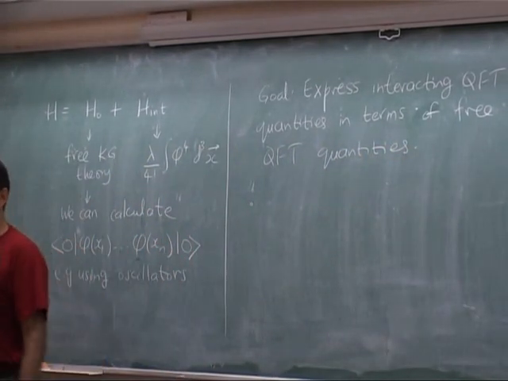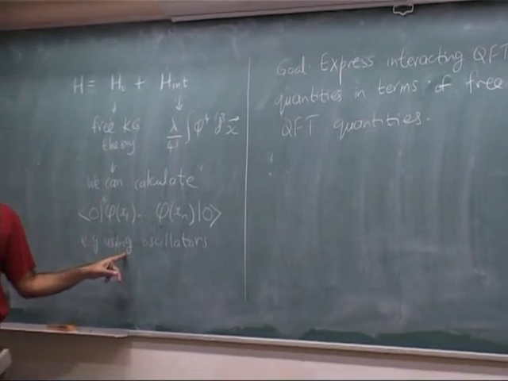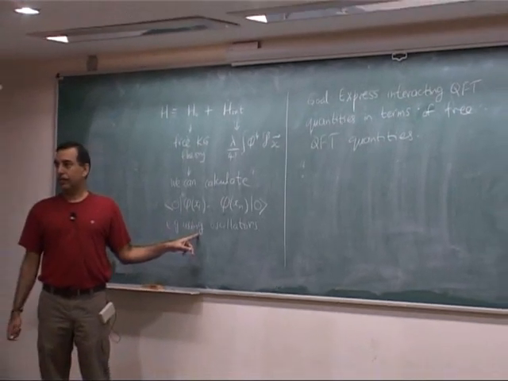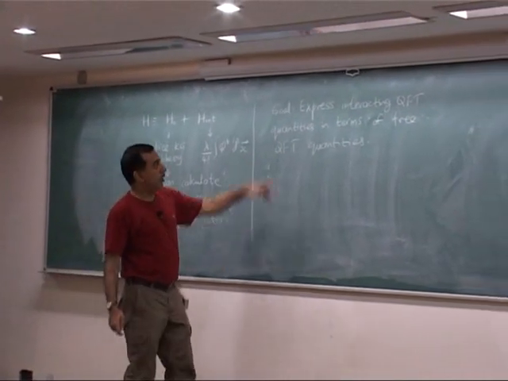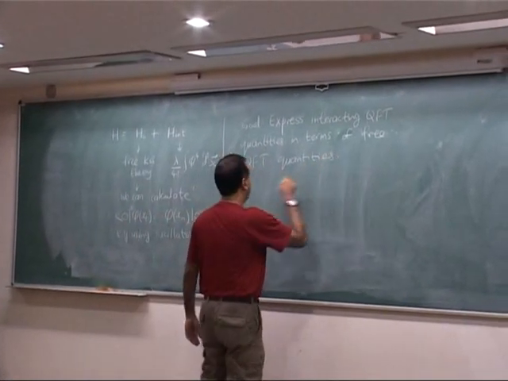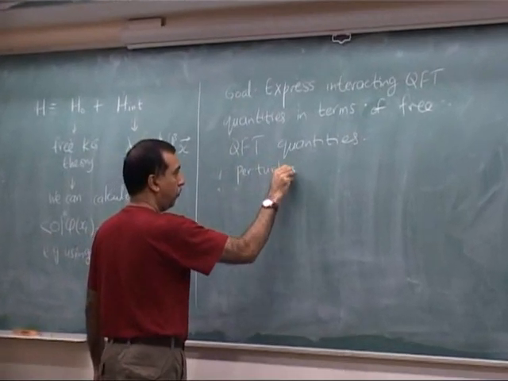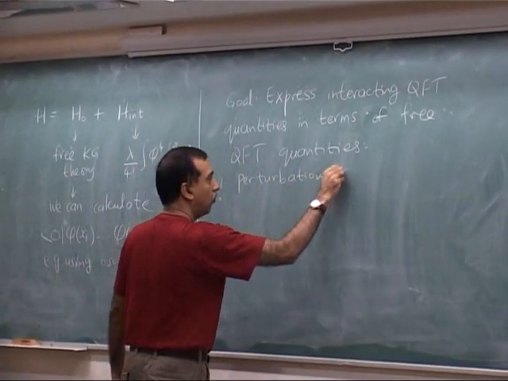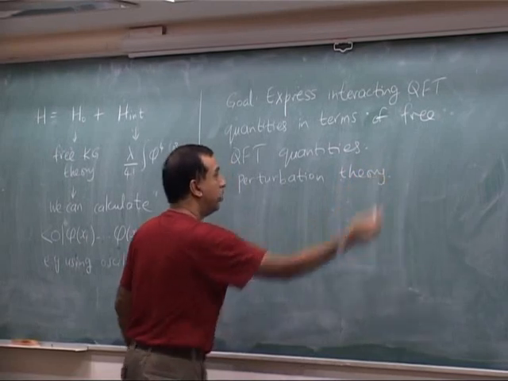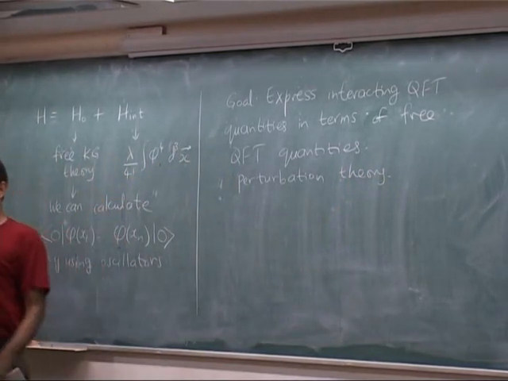If we can do this, then at the next step we can use this fact that in the free theory everything can be calculated. Okay? And this expressing of interacting QFT in terms of free QFT quantities will be done via perturbation theory, which means we treat this interaction as a small perturbation to the free theory.